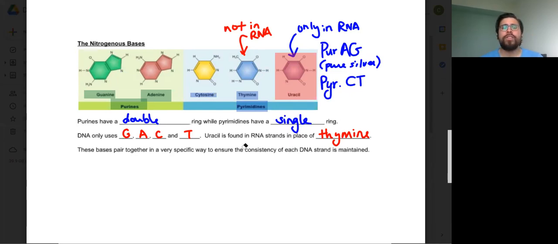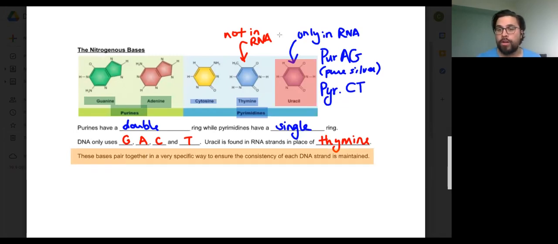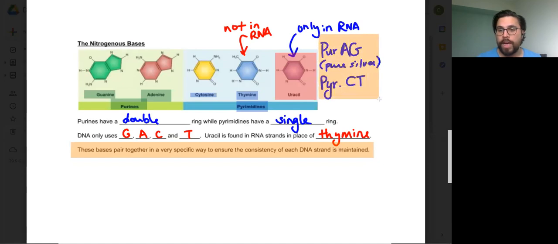These base pairs pair together in a very specific way, and this allows for the consistency of DNA to be maintained. I cannot stress how important this statement is, because the key thing here is that in order for us to see that consistency within the DNA of every living species, the DNA has to behave in a certain way. I'll talk more about that in just a second.